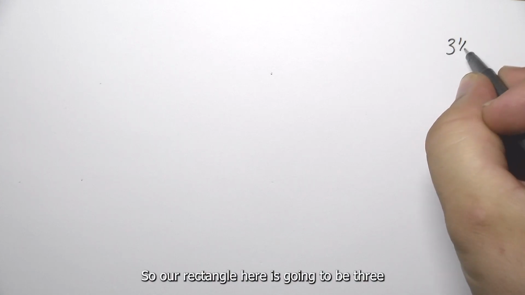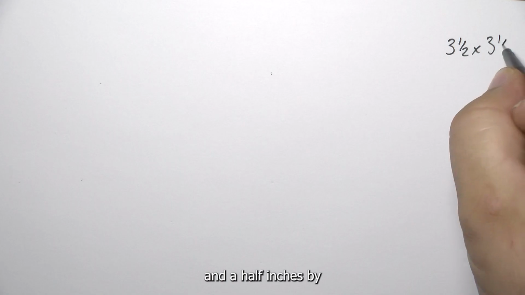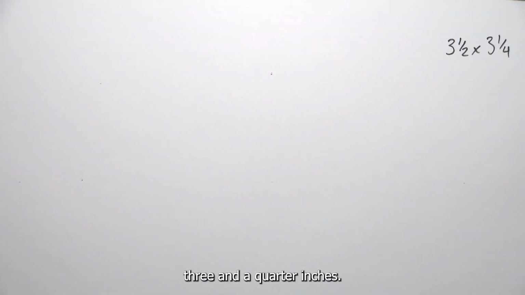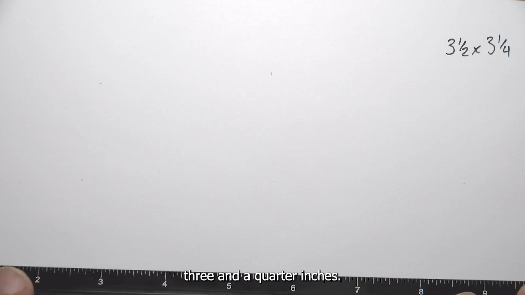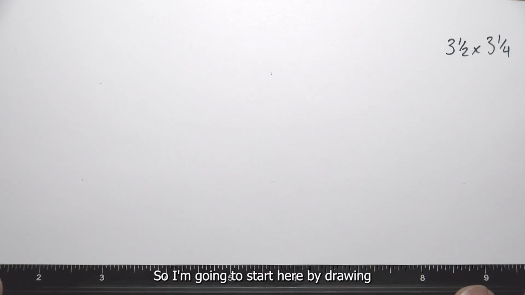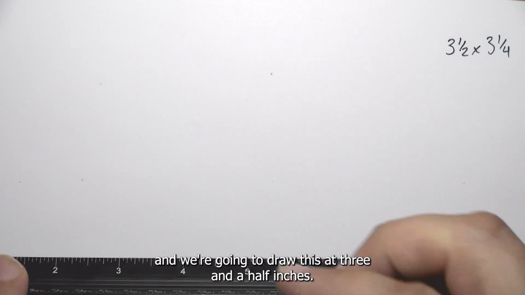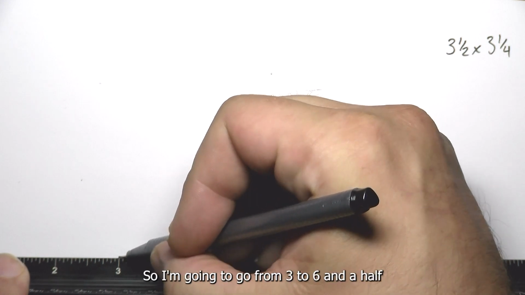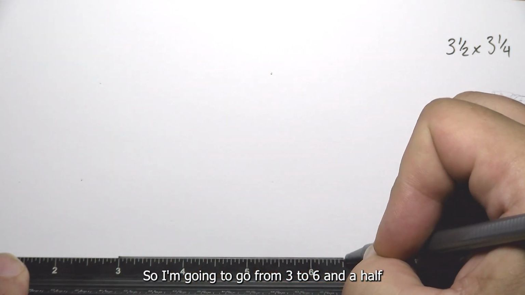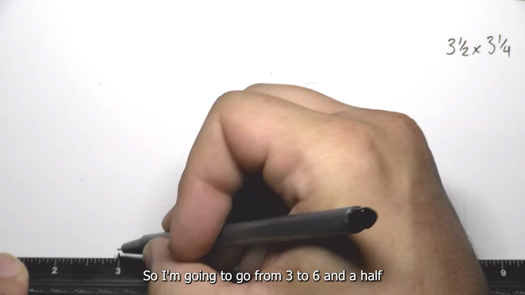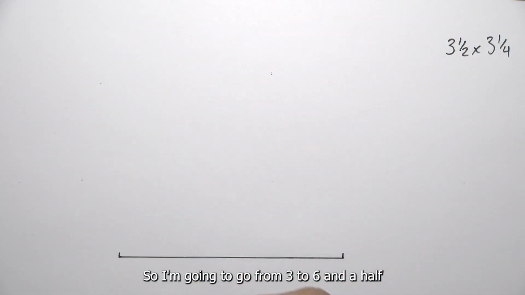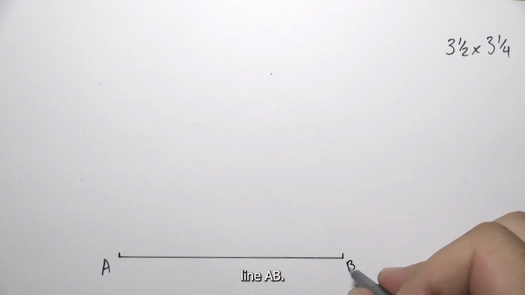Okay, so in this video we're going to construct a rectangle using given dimensions. Our rectangle here is going to be 3.5 inches by 3.25 inches. I'm going to start by drawing my baseline AB, and we're going to draw this at 3.5 inches. So I'm going to go from 3 to 6.5, and we will call this line AB.